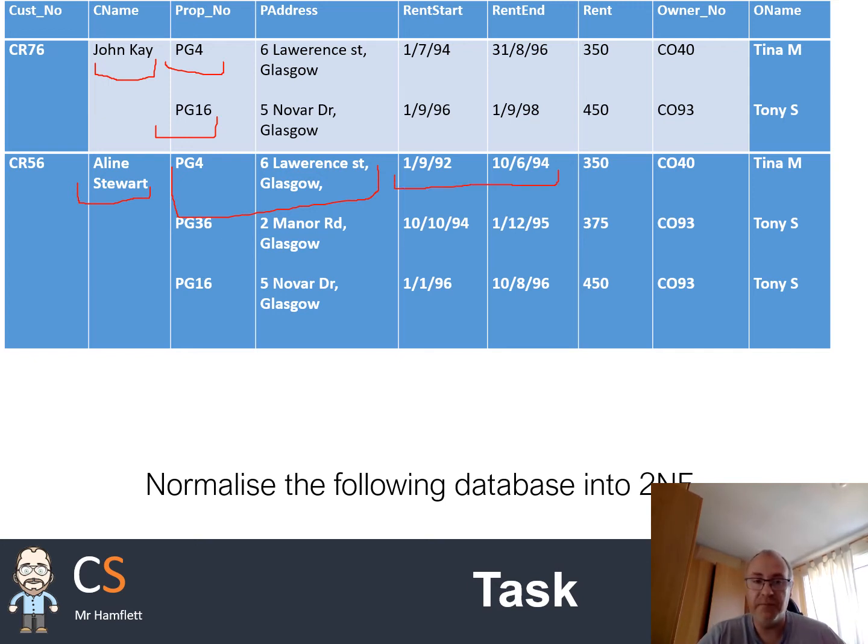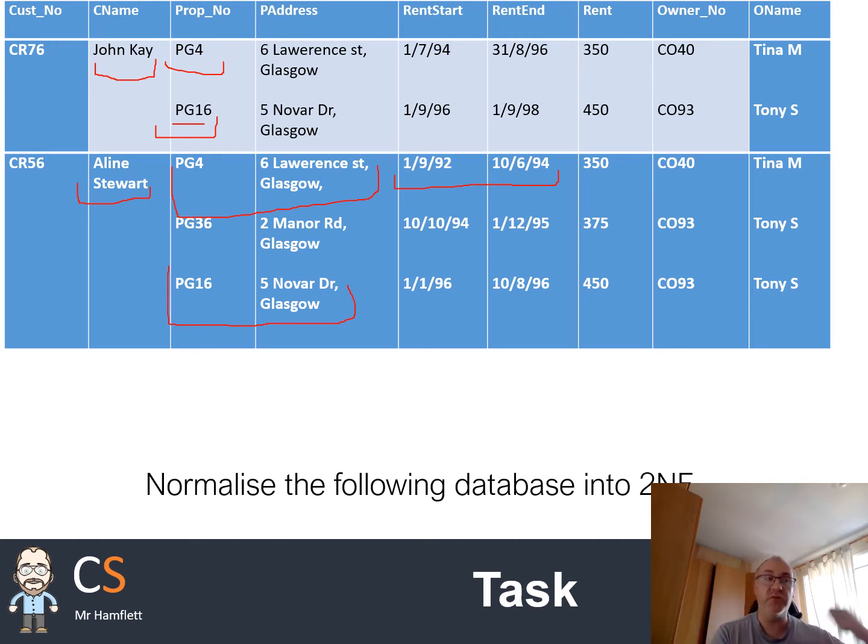As it turns out, Aline rented it before John did. And then you can see Aline has also rented out the PG16 property, the 5 Novara Drive. So they both rented the same property, but at different times. So what this database is showing is a property that has been rented, and the rent itself is an idea, a rental contract.